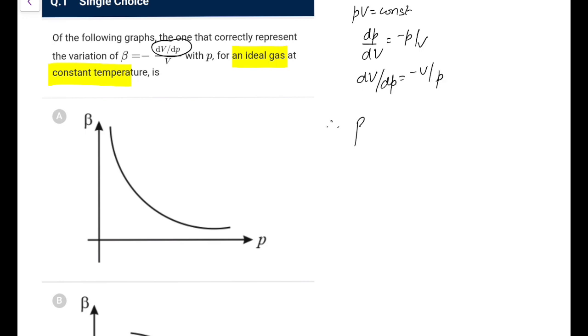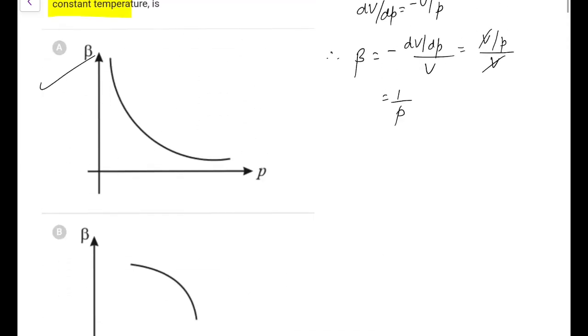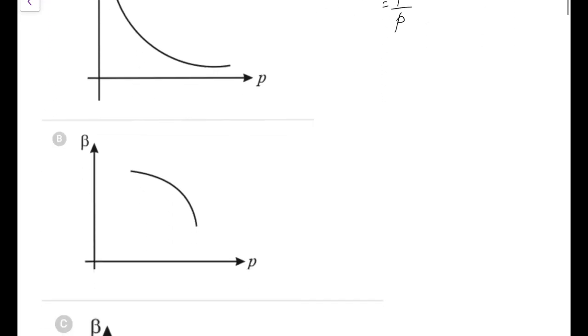So this quantity beta, negative of dV by dP divided by V, reduces to minus times minus, that is plus V by P by V, which is 1 over P. So the variation with pressure would be 1 by P, that is, it is going to be an inverse curve. Looking at the four options, only the first one satisfies. This is the inverse relationship.